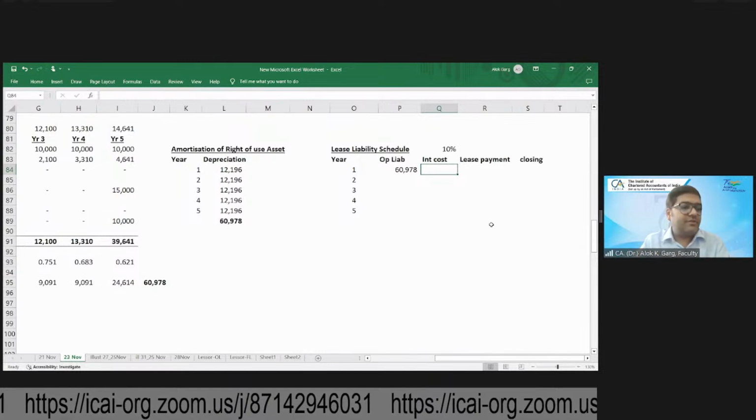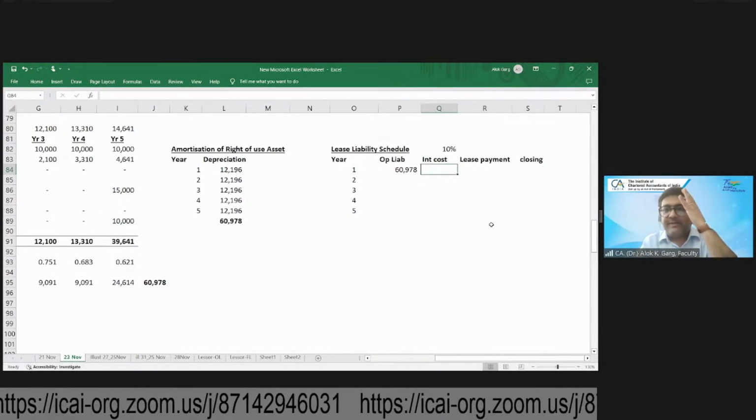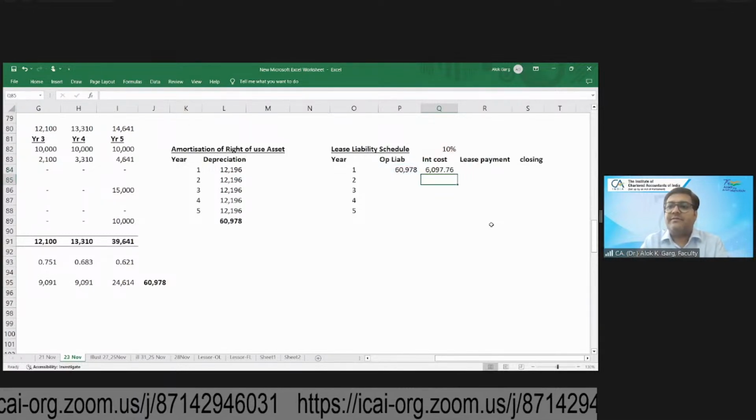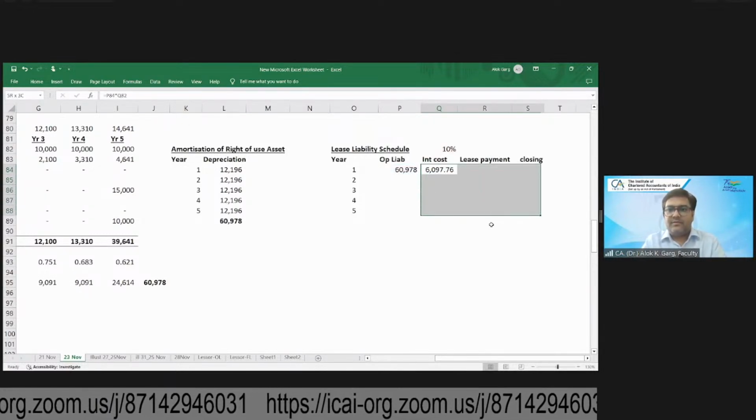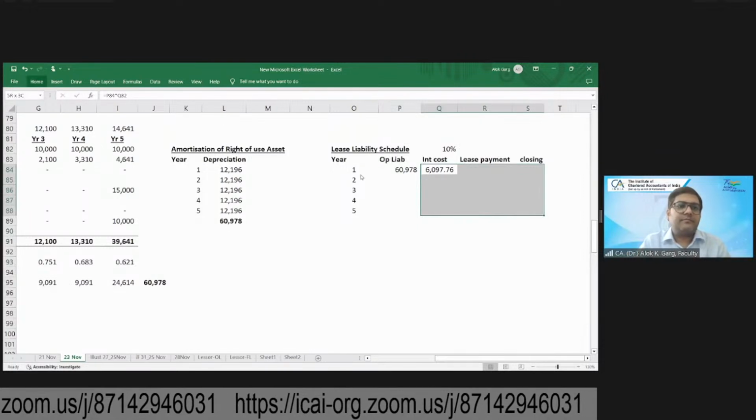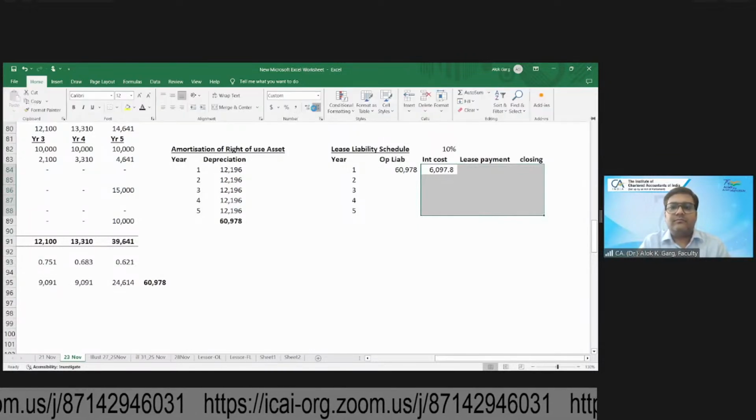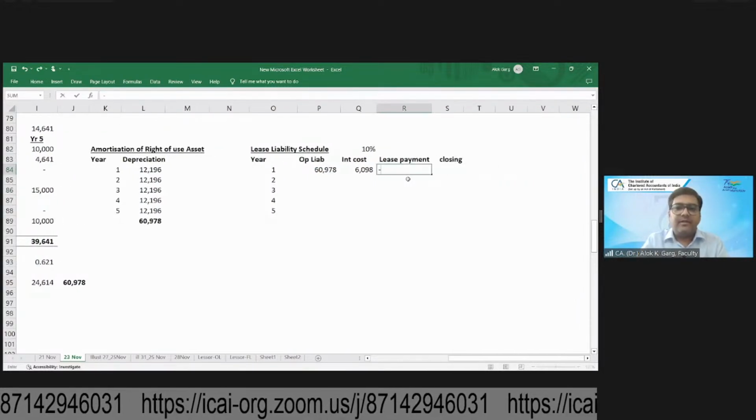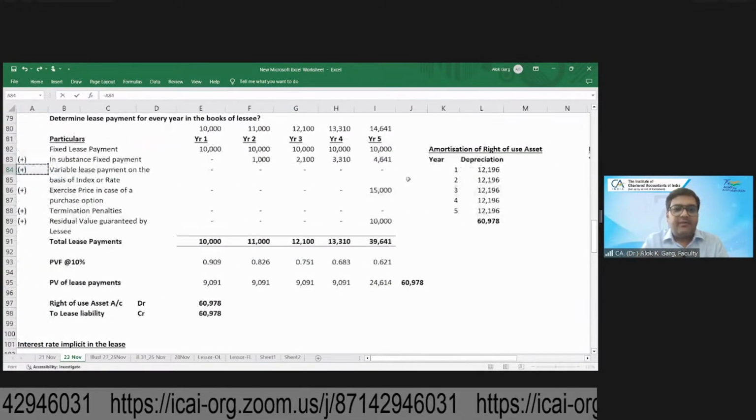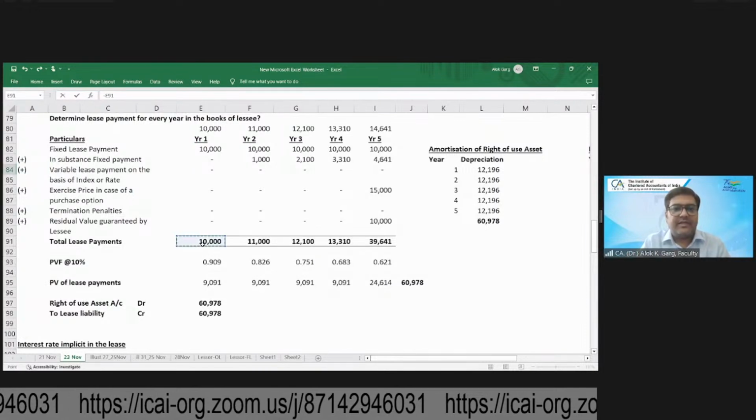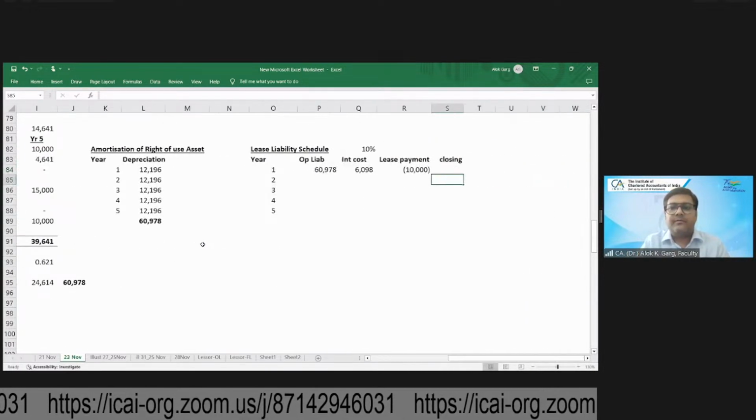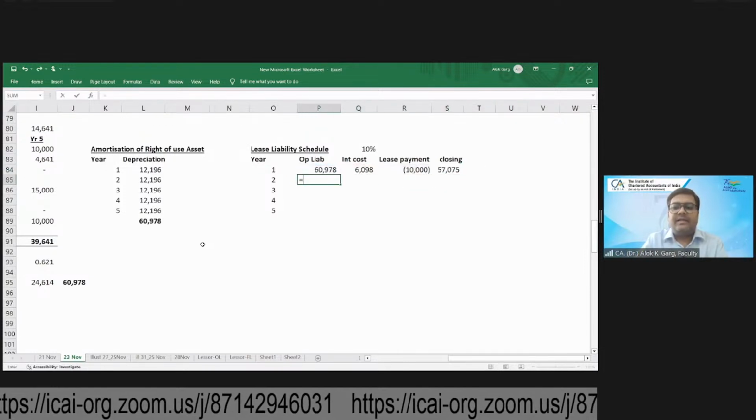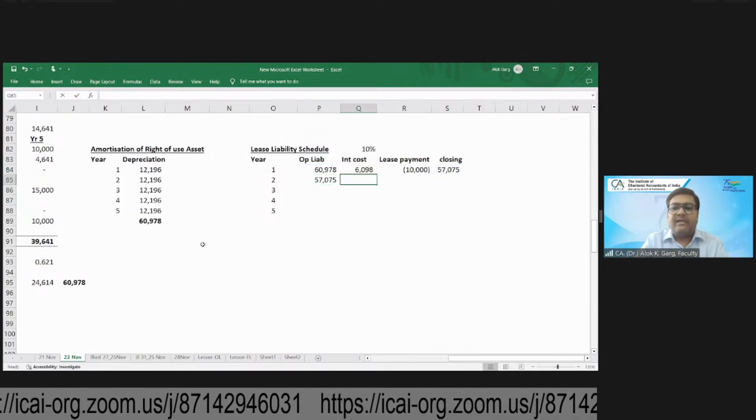What is my interest cost? Assuming all these payments will happen at the end of the year, this multiplied by 10%. Correct. What is my lease payment in year one, Viraj? I'll take the lease payment from here. My lease payment in the first year is 10,000. The closing is this plus this plus this. In the second year, this will become opening. I'll compute interest on this.